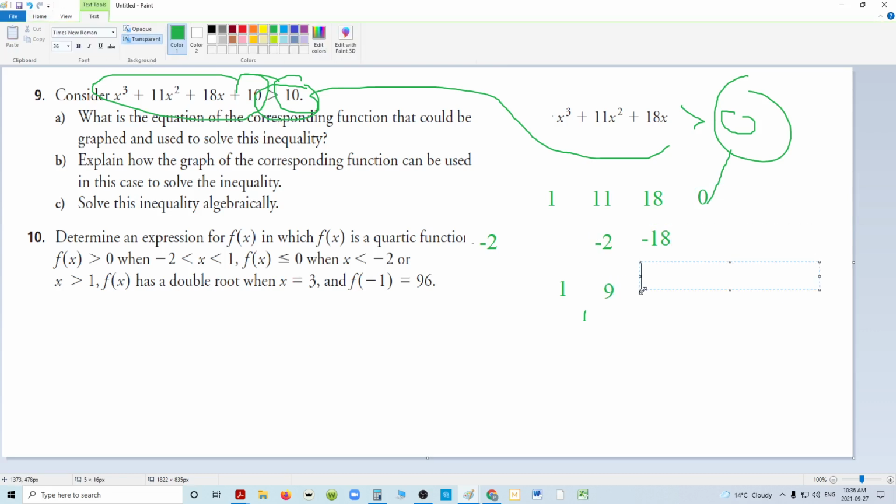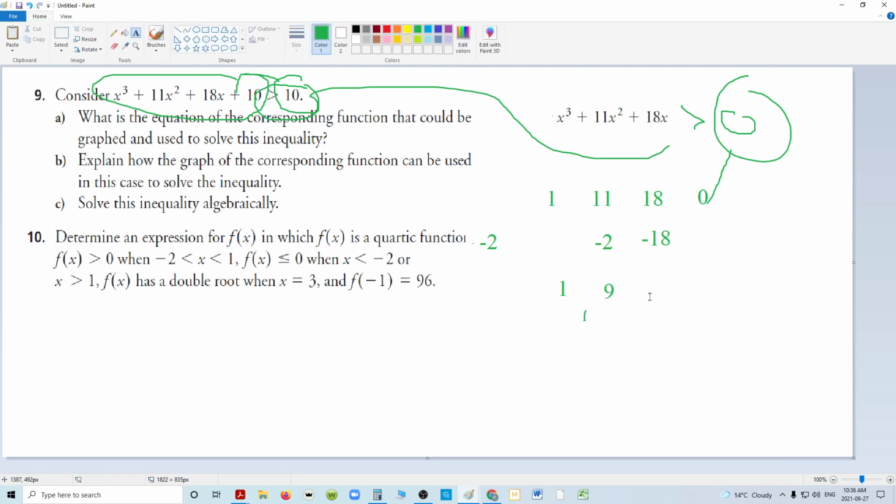So -2 is a number, but I believe, what am I doing wrong here? When is it above 10? So when is the graph above 0? I still got the right factors. Oh, I'm an idiot. My bad.